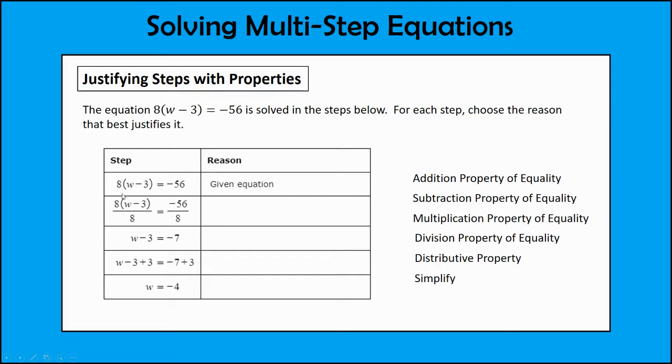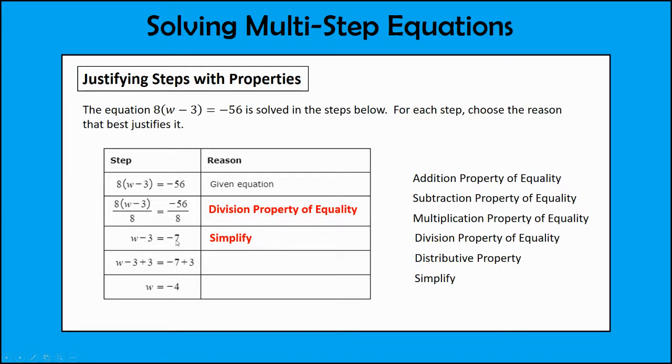Now, in the last one, if you remember, in their first step, they distributed the 8 through the parentheses. Well, in this one, they're doing something a little different. Okay, so it's 8 times the quantity of w minus 3. What they're going to do in their first step here is divide each side by 8. Since it was 8 times the quantity, I can cancel these 8s out. And then on the right side, I'm going to have negative 56 divided by 8. So this first step is the division property of equality. As I cancel, the 8s cancel, which leaves you with the w minus 3 that was in the parentheses. Negative 56 divided by 8 is negative 7. So what I did from step 2 to 3 is I simplified.